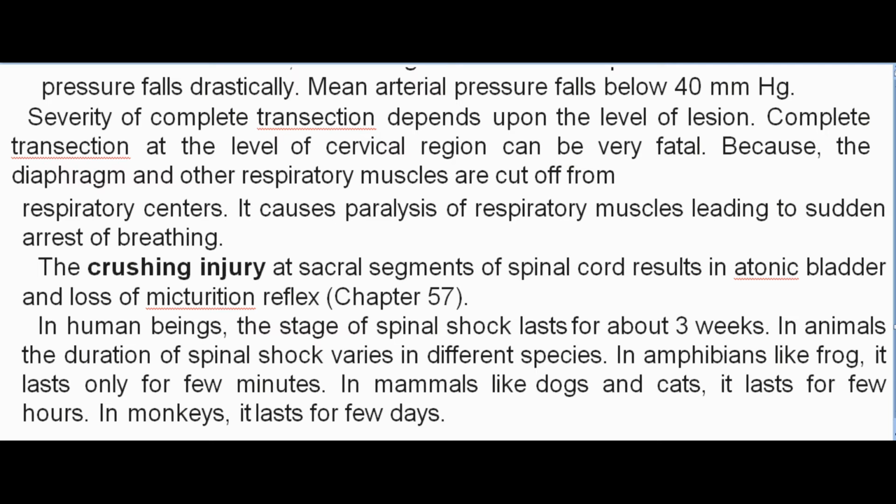In animals, the duration of spinal shock varies in different species. In amphibians like frog, it lasts only for a few minutes. In mammals like dogs and cats, it lasts for a few hours. In monkeys, it lasts for a few days.